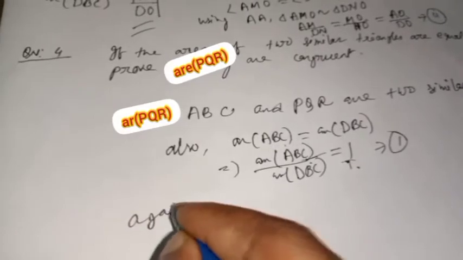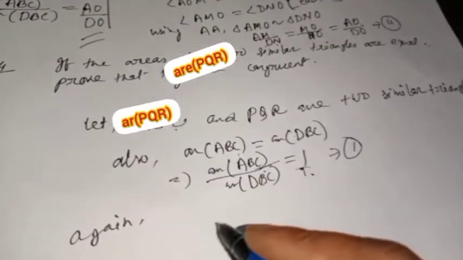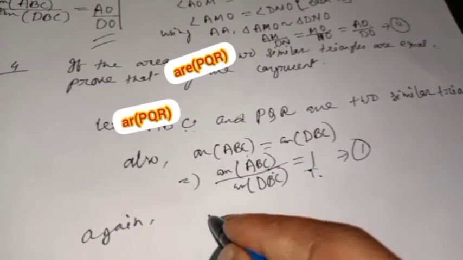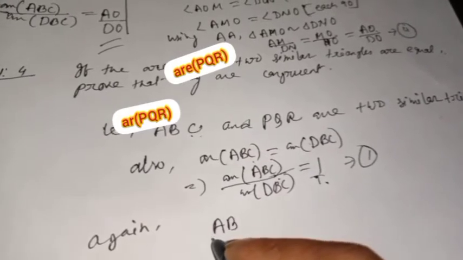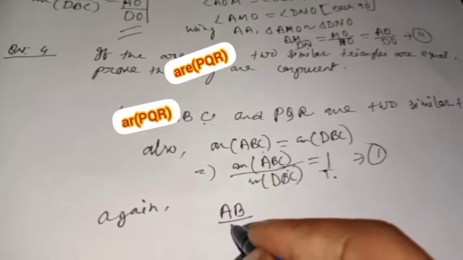Again, they have already given that these two triangles, ABC and PQR, are similar. So you can write that all the corresponding sides are in the same ratio. Means AB by what?